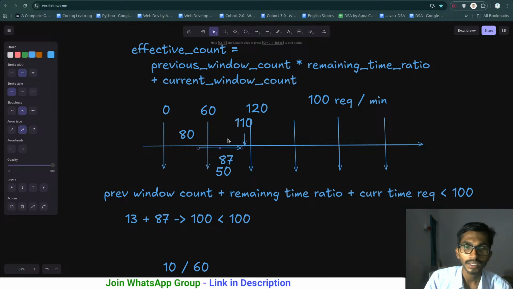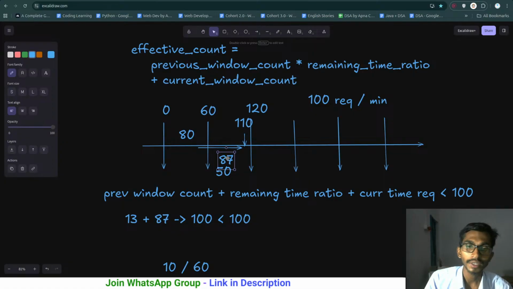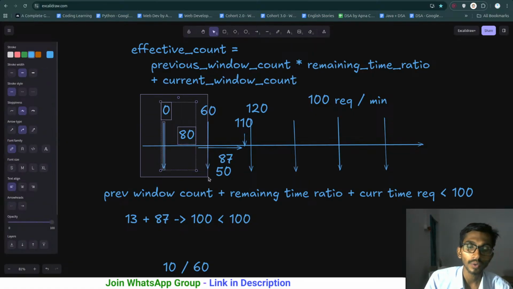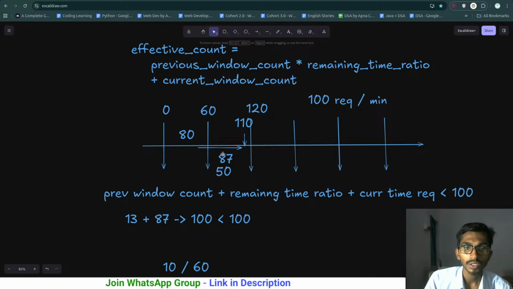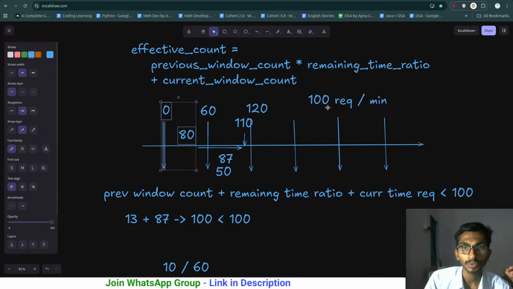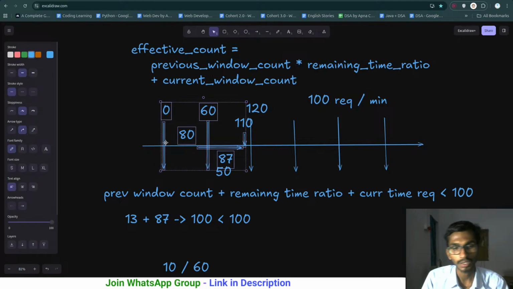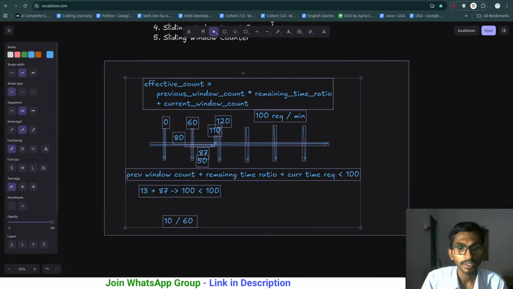Suppose it got the request at 110 seconds, it will just go back 1 minute, and it has two windows. It has this previous window and this current window. It already knows the number of requests in the current window. Now it has to check how many requests were there in the previous window. So current window requests plus previous window requests, if that exceeds the limit, then of course the request is not allowed. If it doesn't exceed the limit, the request is gonna be allowed. So this is how it simply goes on.